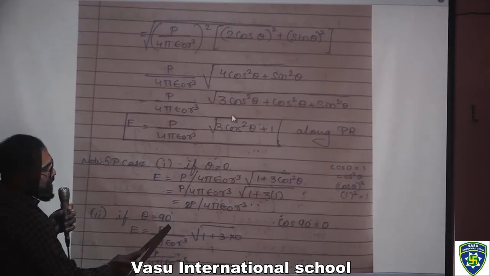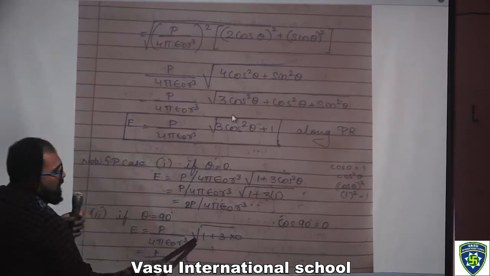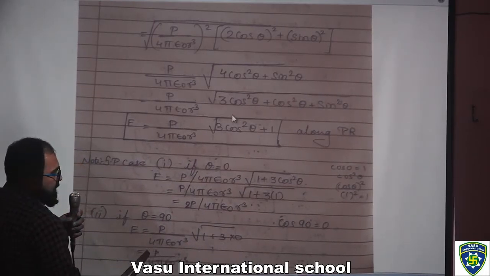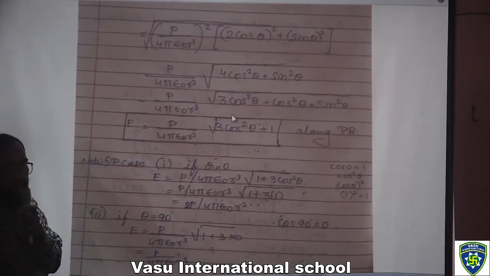If theta is equal to 90 degrees, then what will be the value? Cos 90 is equal to 0. So 1 plus 3 into 0 is equal to 1, and the result is p upon 4 pi epsilon 0 r cube.